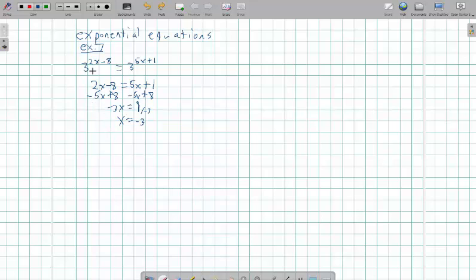And you can check it just like before. Just plug it in the original. Check. 3 to the 2 times negative 3 minus 8, equal 3 to the 5 times negative 3 plus 1? I should put a question mark in there because I don't know whether they're equal or not. Alright, that is 3 to the negative 6 minus 8, so that's negative 14. Equal 3 to the negative 15 plus 1, that's also negative 14. So yeah, they're equal at that one. So that is its solution.